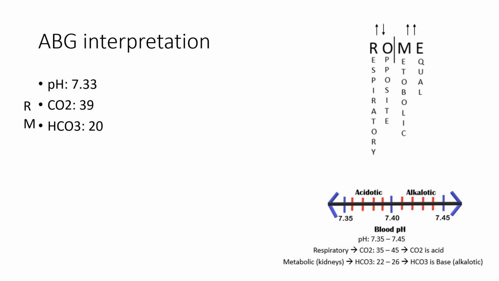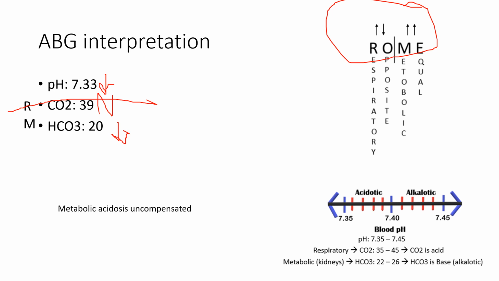All right, so we have a pH of 7.33. So we are low. We have a CO2 of 39. That's normal. And we have an HCO3 of 20. That's low. Respiratory opposite, metabolic equal. Our arrows are facing the same way, so we're metabolic. Respiratory isn't even involved in this equation. So we are acidotic, we are low on base, so we are metabolic acidosis uncompensated. Metabolic acidosis, this could be disorders like DKA.